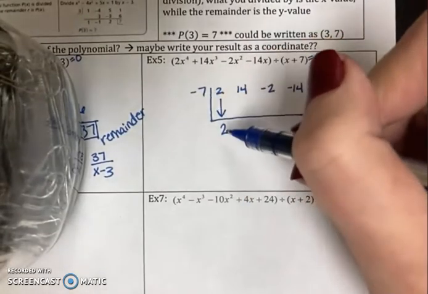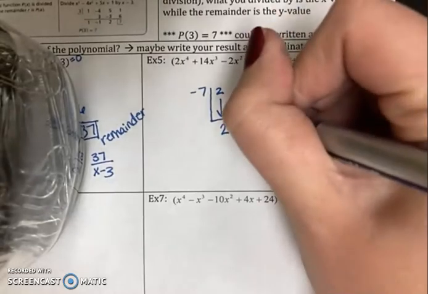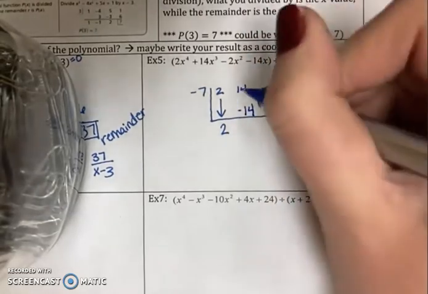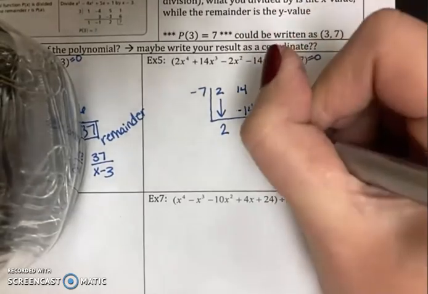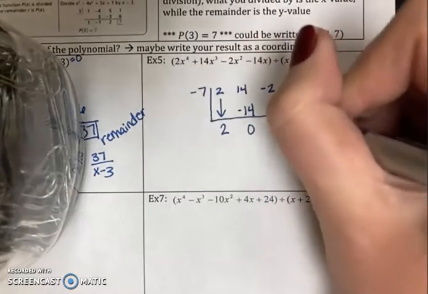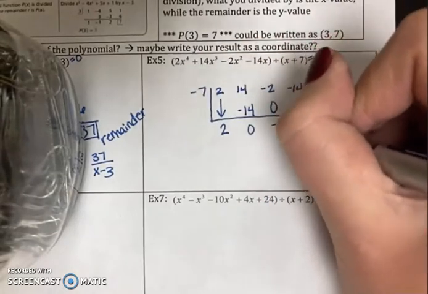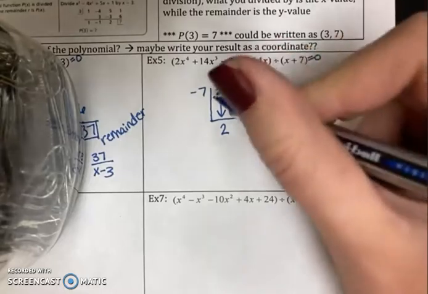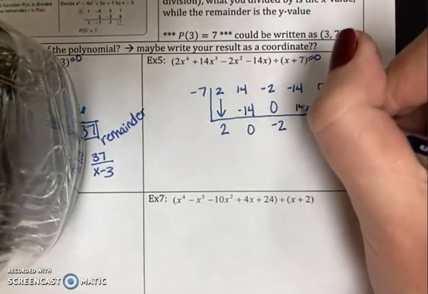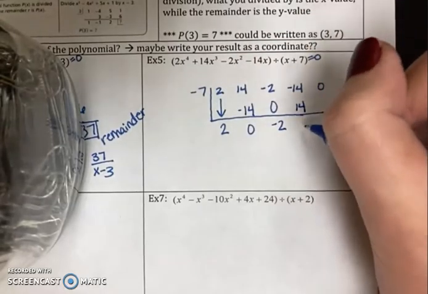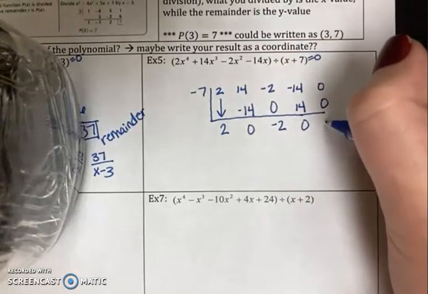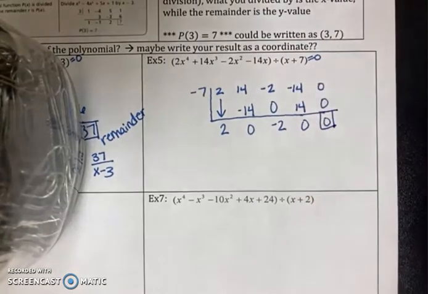-7 times 2 is a -14. Negative 14 plus negative 14 is 0. 0 times negative 7 is 0. Negative 2 plus 0 is negative 2. Negative 2 times negative 7 is 14. Negative 14 plus 14 is 0. 0 times negative 7 is 0. 0 plus 0 is 0.